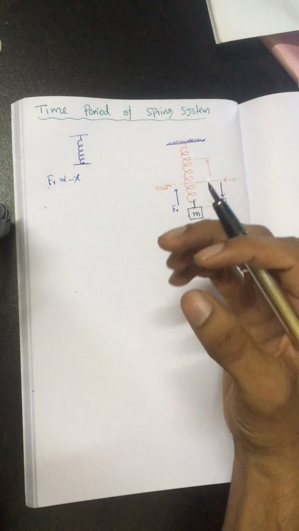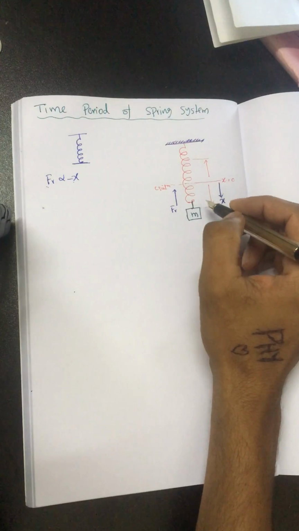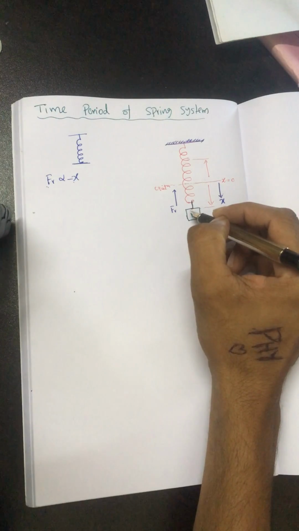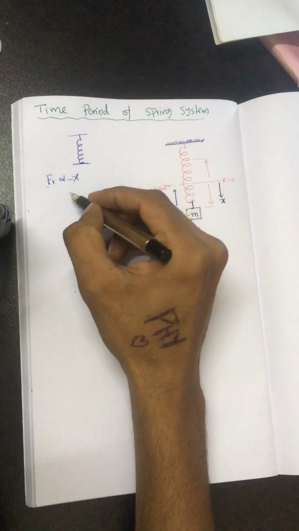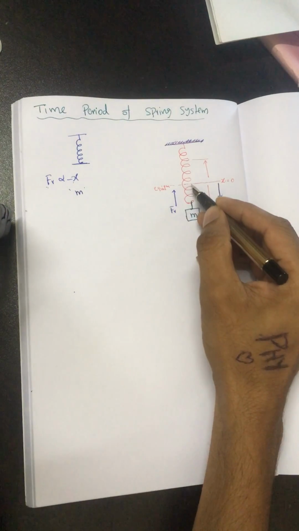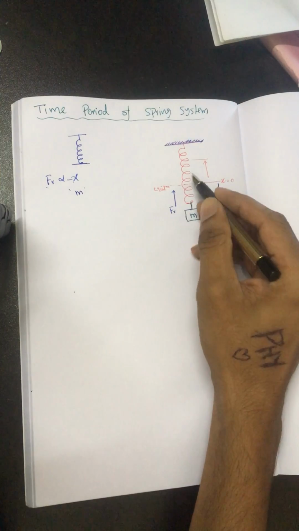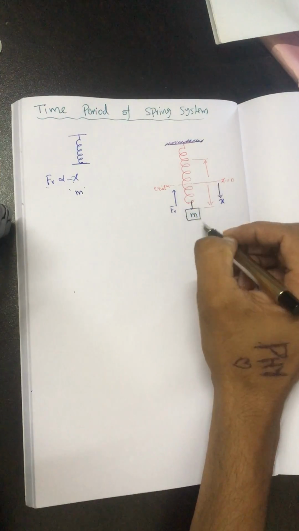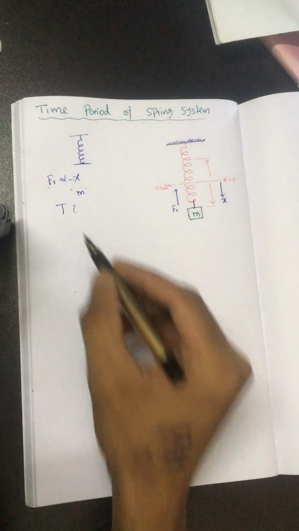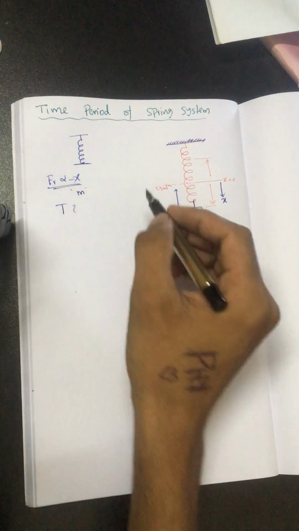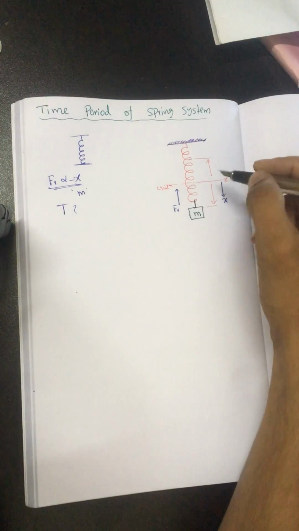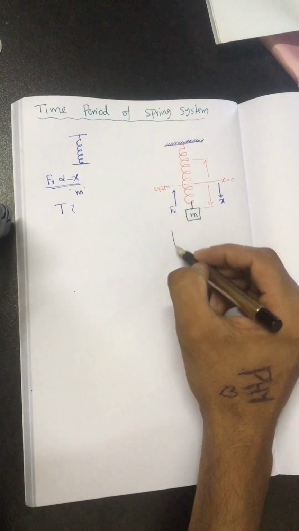I wish to find out the time taken for each oscillation. So if this is the mean position, and the block has mass m, then in this to and fro motion, what is the time taken for one full complete oscillation? That is what we have to find out. Now, restoring force is directly proportional to displacement, and the negative sign just tells that there is opposite direction.